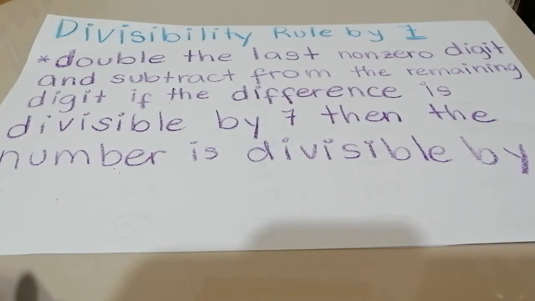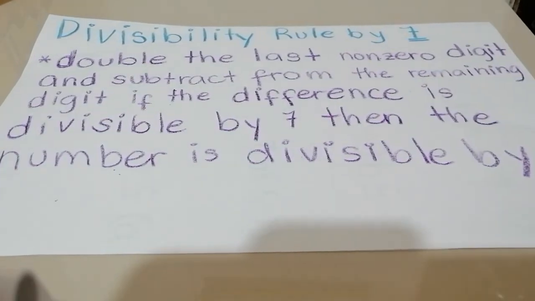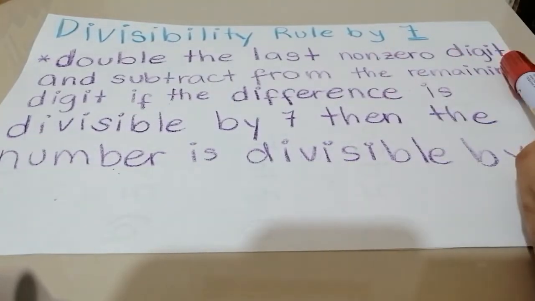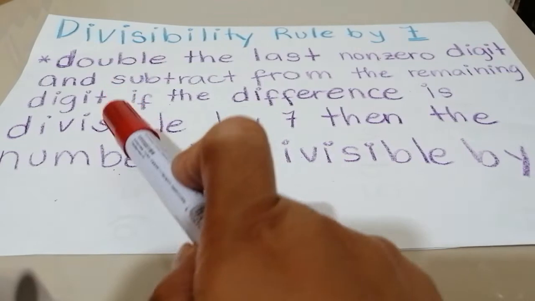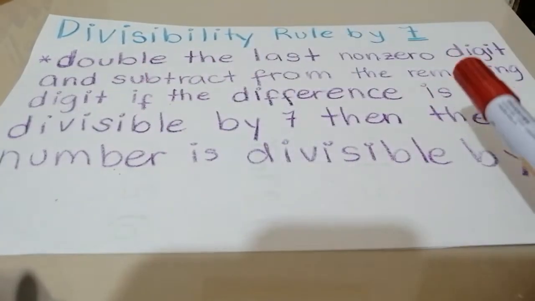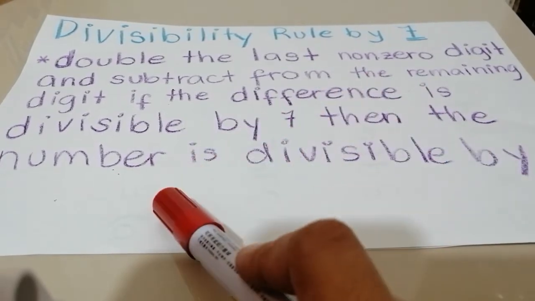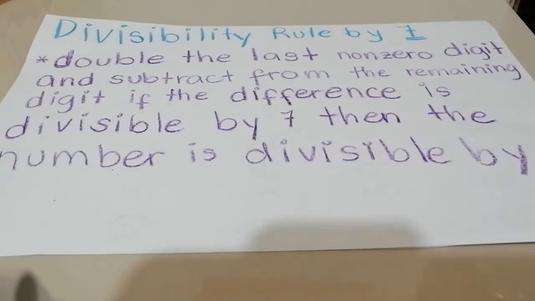Today I'll be discussing another divisibility rule, and that will be the divisibility rule by 7. The rule for 7 says to double the last non-zero digit and subtract it from the remaining digits. If the difference is divisible by 7, then the number is divisible by 7. So that's the rule.